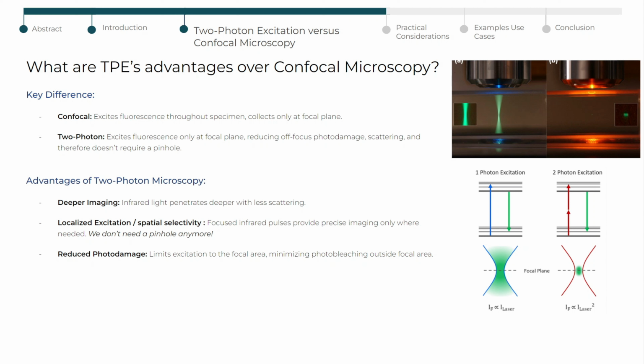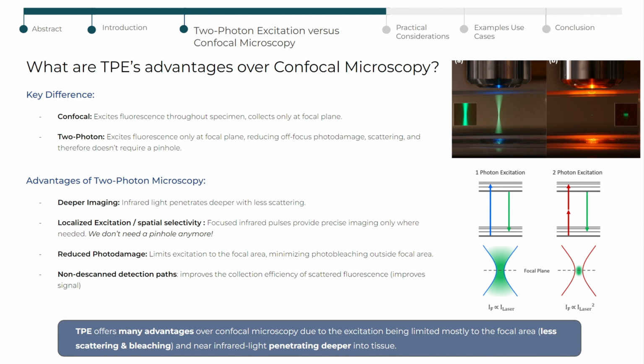And since we don't have any excess light to filter out with the pinhole, we can now move the detector itself forward into the light path of the microscope and closer to the specimen, which improves the collection efficiency of scattered fluorescence. So to summarize, TPE offers many advantages over confocal microscopy due to the excitation being limited mostly to the focal area, which means less scattering and bleaching, and near-infrared light penetrating deeper into the tissue.